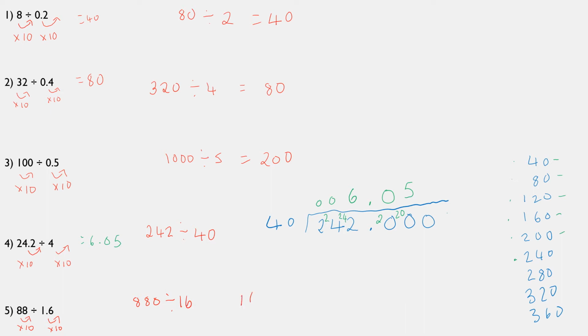I'm going to do the bus stop method again for this because we are looking at a bit of a bigger number. And again, you can write your times tables to the side like this. It sometimes can help make it a little bit clearer. Okay, so 16 isn't going to go into 8. 16 is going to go into 88 5 times with 8 left over. And then 16 is going to go into 80 another 5 times. So that's going to give us 55.